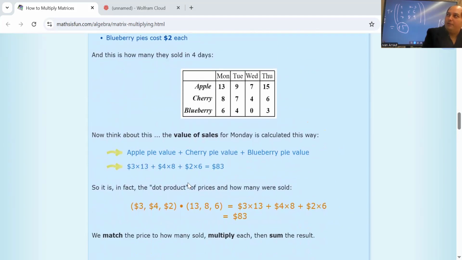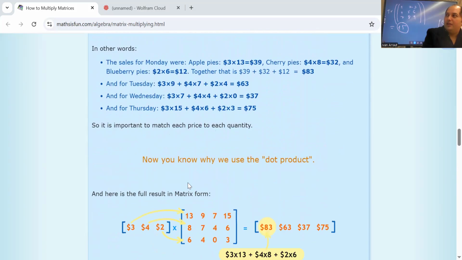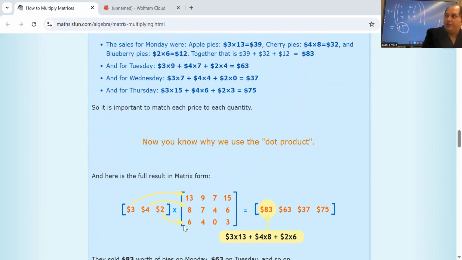Cherry and blueberry. Apple, cherry, blueberry. The prices correspondingly. Then this is the operation, the compact way to do this operation. For Monday, Tuesday, Wednesday, Thursday, and then you obtain the totals for each day.